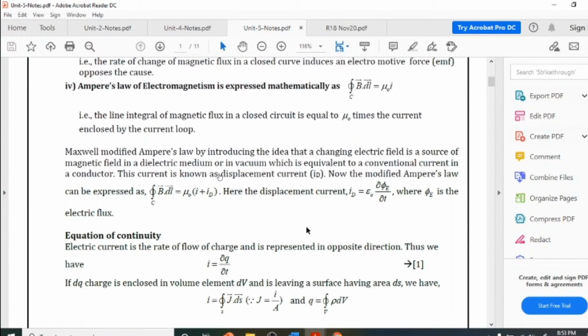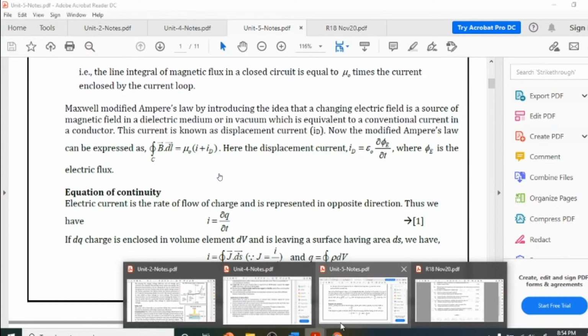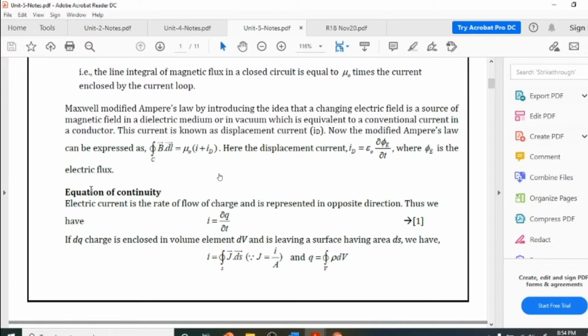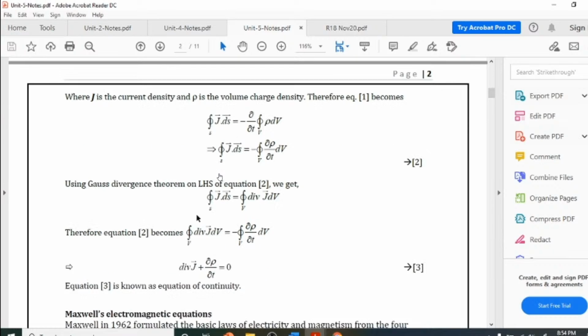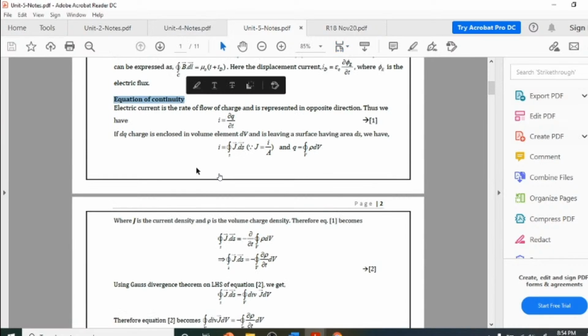A general question from this particular section would be, last time around he asked the equation of continuity. I will show you what he has asked in the 5th unit. So in the R18 last paper, let us see. Explain one method to determine dielectric constant of a material. This is on internal field, let me tell you, and then discuss electric current and continuity equations. So this is the equation of continuity, a very small one. He has asked it for 8 marks. This is how you need to derive it, very small. So this is the equation of continuity from here till here.